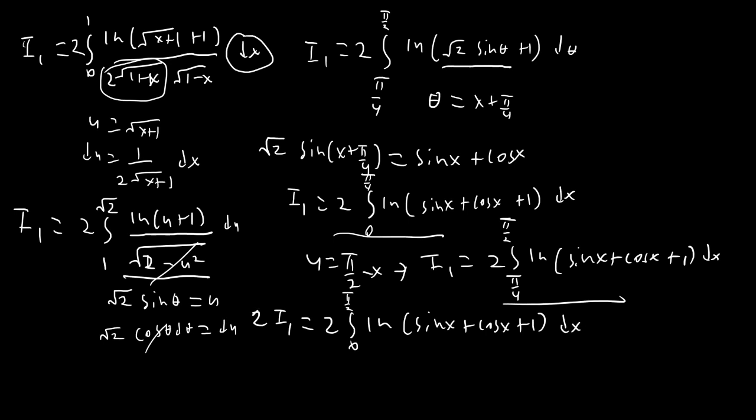And we can go ahead and cancel these 2's. So this is now the integral we're trying to solve. It's a nice trigonometric log integral, so let's go ahead and solve it. So we have I1 equals the integral from 0 to pi over 2 of ln(sin x + cos x + 1).